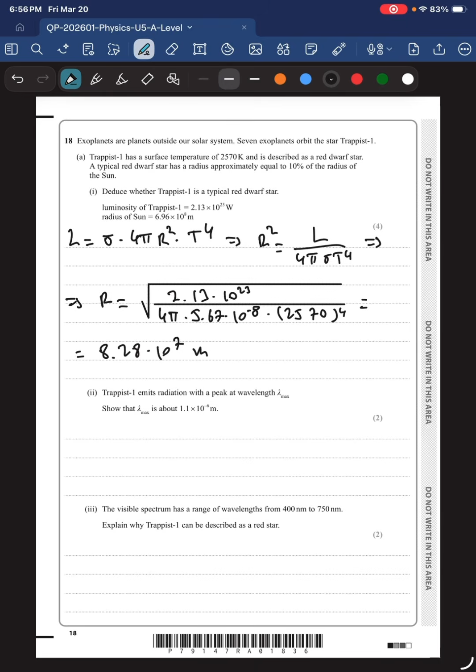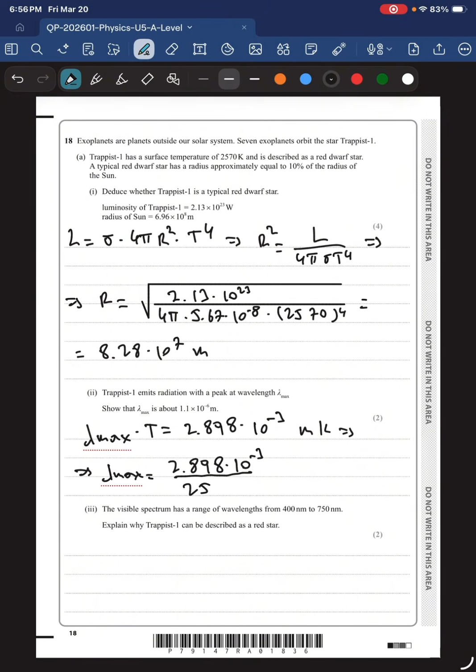TRAPPIST-1 emits radiation with a peak at wavelength lambda max. Show that lambda max is about 1.1 times 10 to the negative 6 meters. We will use Wien's law. So lambda max times T is 2.898 times 10 to the negative 3 meter Kelvin. So lambda max is 2.898 times 10 to the negative 3 over 2570, so 1.13 times 10 to the negative 6 meters, which is about 1.1 times 10 to the negative 6 meters.